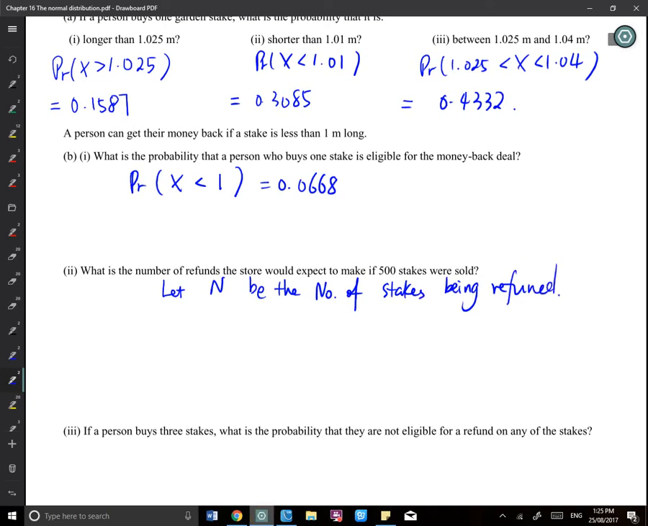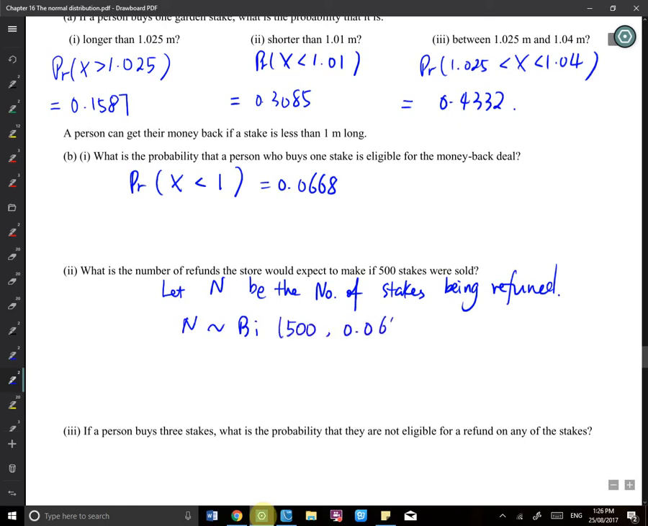I don't know how many. That's a random variable as well. I'm really not sure. I can get 1 refund, I can have 0, I can have 500. What distribution do you think n follows? Binomial. That's correct. You only have 2 distributions. That's 500 trials and a success rate of 0.0668 and so on.